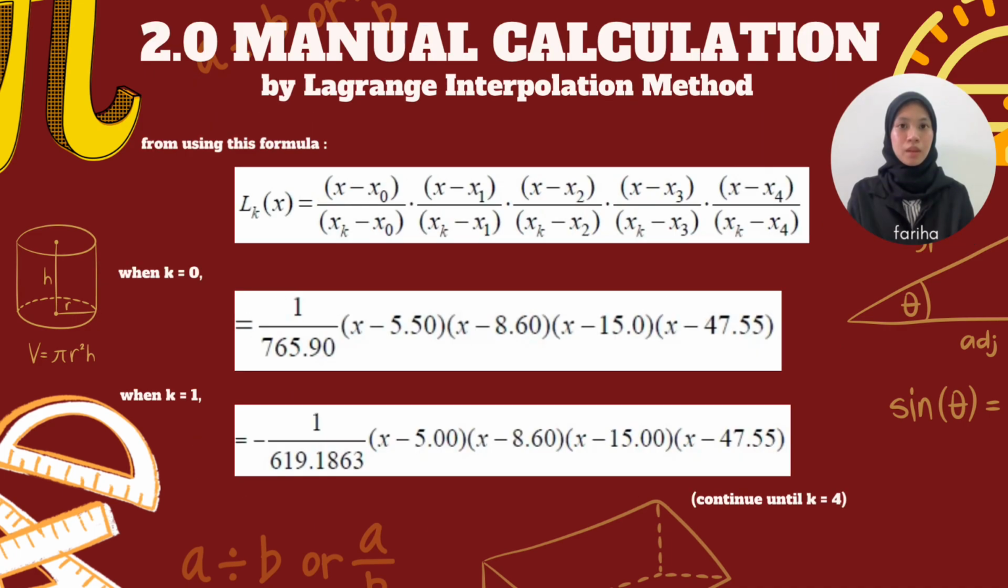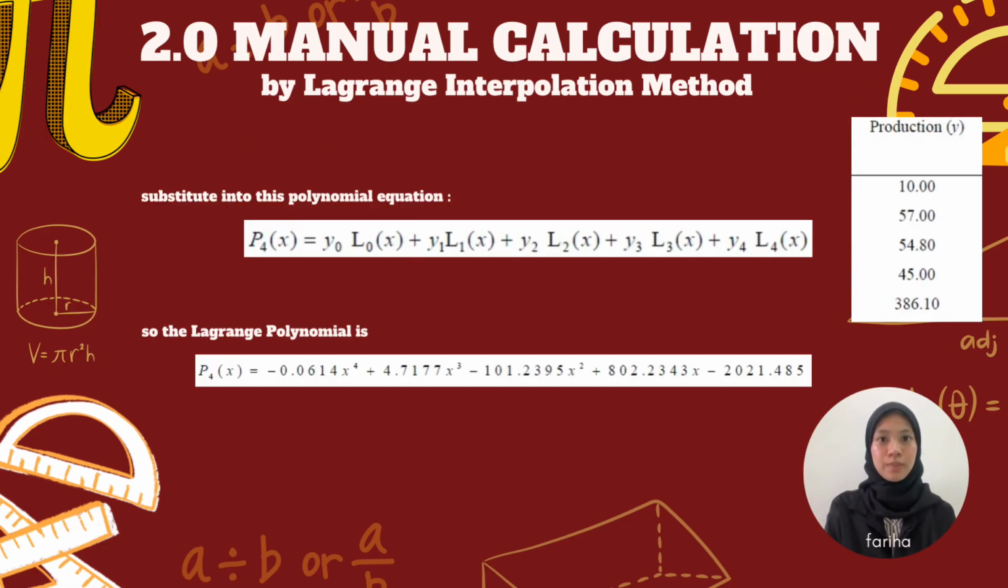This slide shows the manual calculation process of the Lagrange interpolation method. The calculation begins with the Lagrange basis polynomial formula, denoted as L_k(x). Each basis polynomial is constructed using the harvested area values of the districts. For k equals 0 and k equals 1, the corresponding basis functions are calculated by substituting the non-x values into the formula. The same procedure is repeated until k equals 4, since there are 5 data points in total. These basis polynomials are then combined to form the final interpolation polynomial.